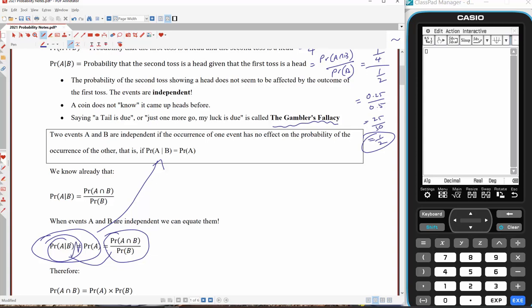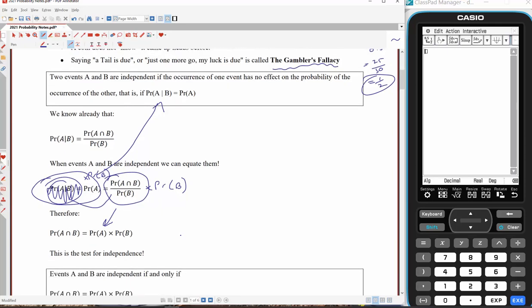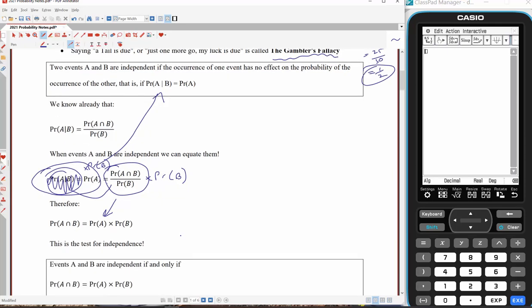We can forget this part of it. This part here can be transposed, so we can multiply by the probability of B on both sides. And we get this formula here. This is the independence events check, or this is the way I check for event independence. That is, if the probability of A intersect B is equal to the probability of A times the probability of B, then the events are independent.